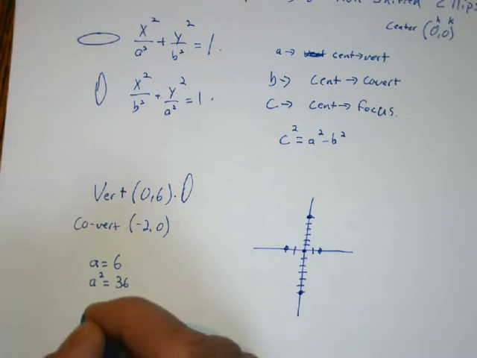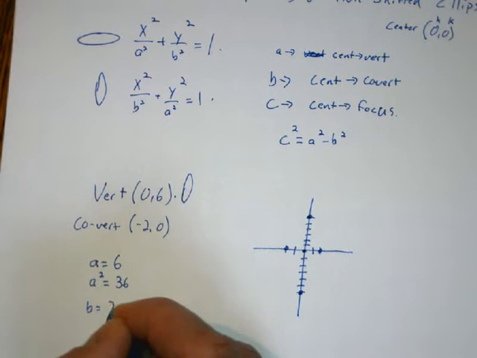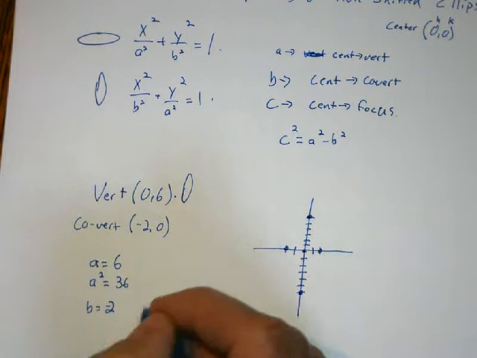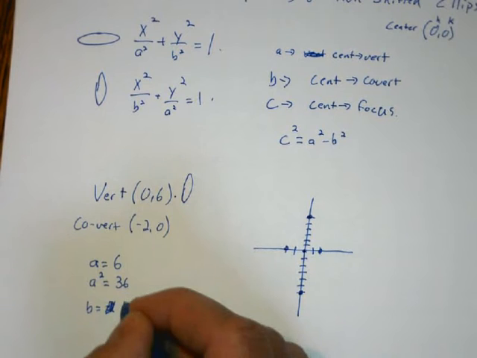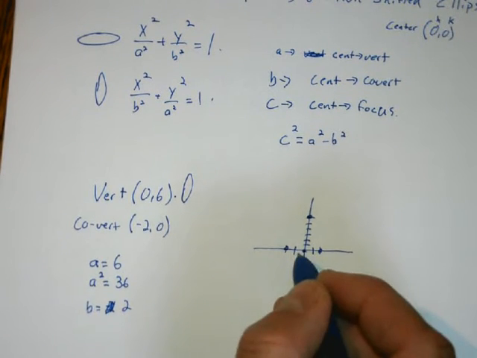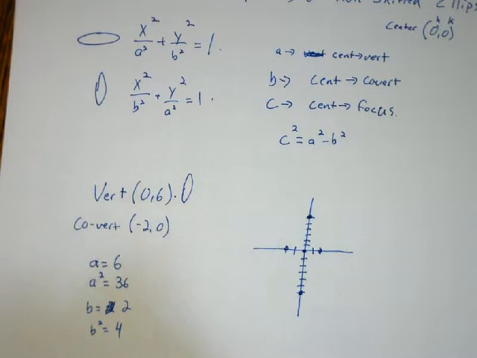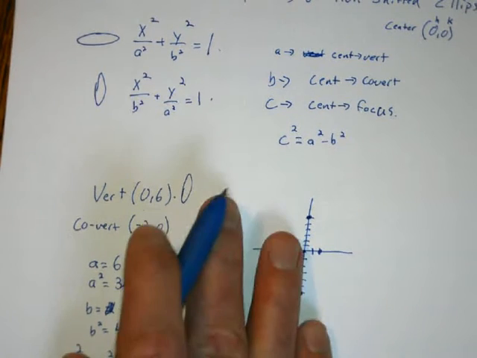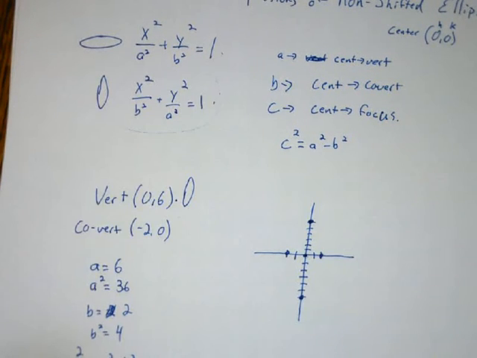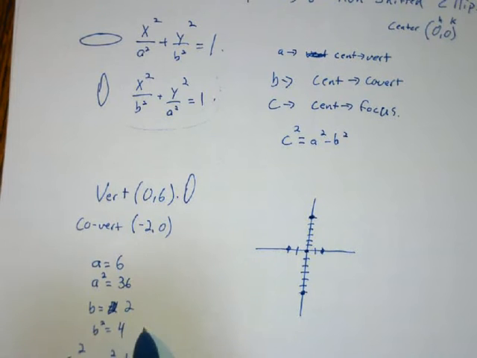Covertex at -2, which means there has to be one at +2. So your B value was -2, or in this case, remember distance is always positive, so you can just call it 2 because it just went to the left. So your B squared was 4. So now we use this to figure out our C squared. Our C squared was A squared minus B squared. And honestly, do we even need to find the C squared? Is there a C in this formula? There isn't. All we needed to know was the B squared and the A squared.